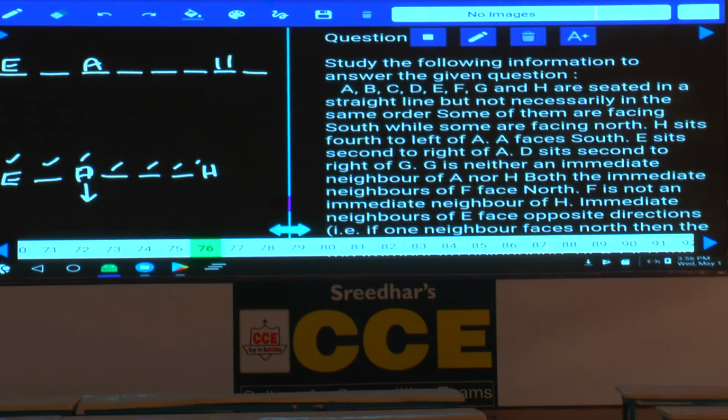A and blank, H and A is facing towards south. This is one possibility. And the second one 5, 6, 7, 8. If A is here, then A will be here facing towards south and H will be here. Done with this? How many possibilities do we have? We have 2 possibilities.